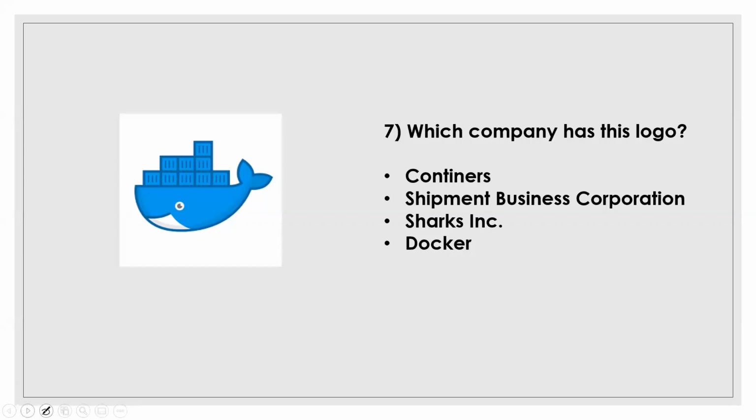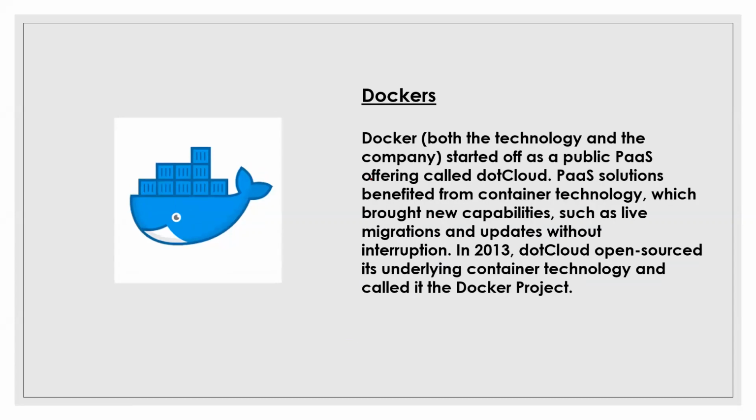So we'll see, it was introduced in 2013. Docker, both the technology and the company, started off a public PaaS, that is platform as a service offering, called dotCloud. This PaaS solution benefited from container technology, which brought new capabilities such as live migrations and updates without interruption. In 2013, dotCloud open sourced its underlying container technology and called it the Docker project.